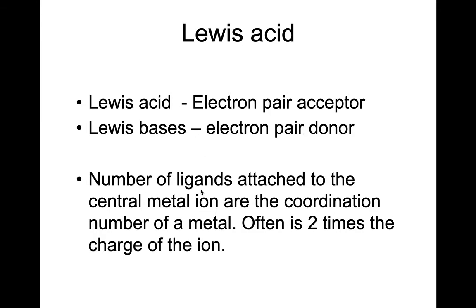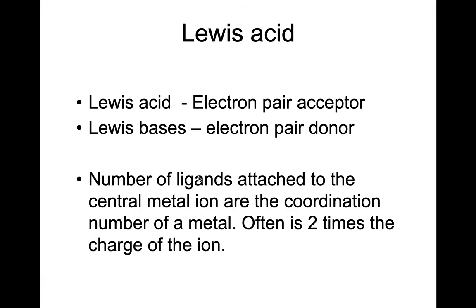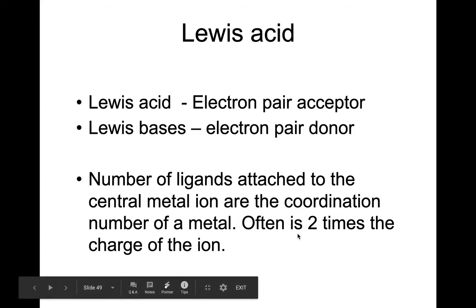And then the number of ligands attached to a central metal ion is the coordination number of the metal. Typically, this is 2 times the charge of the ion. Okay? So the number of ligands we could attach to a central ion is given by the coordination number of the metal, which is typically 2 times the charge of that metal.